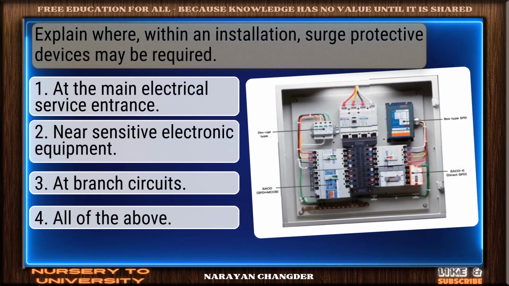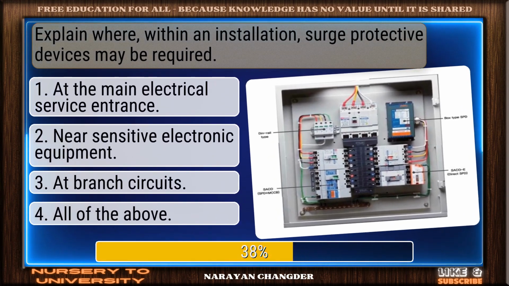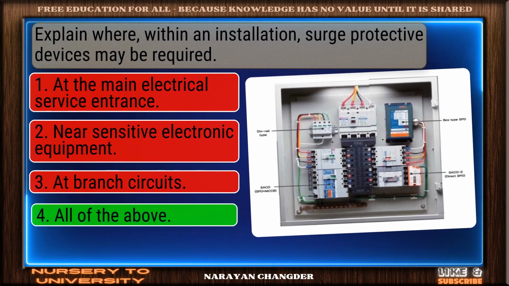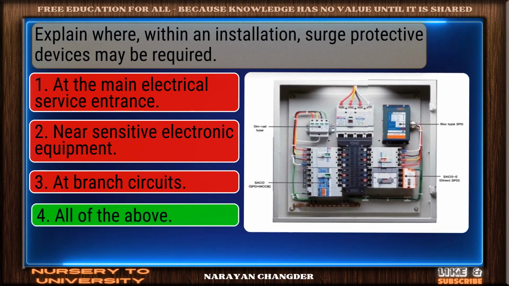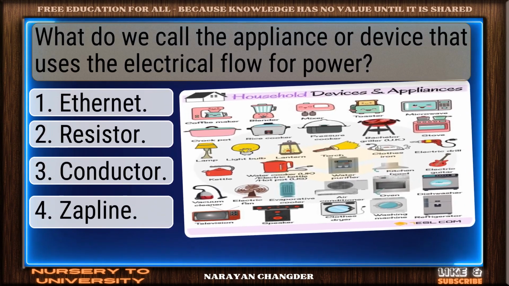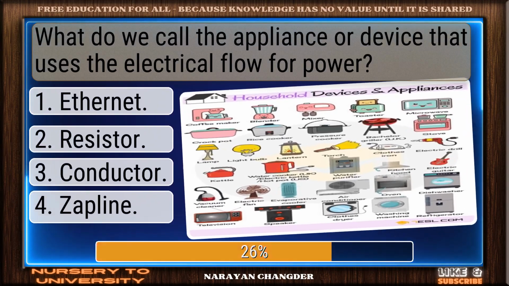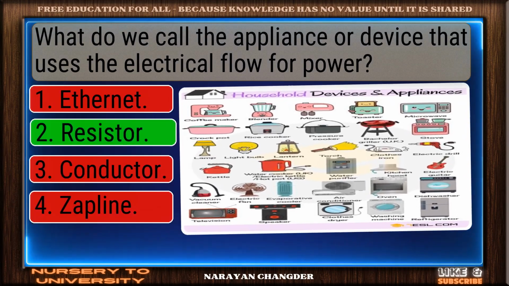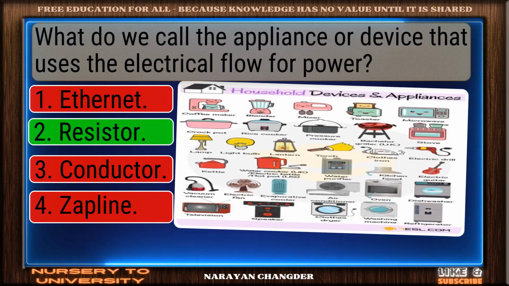Explain where, within an installation, surge protective devices may be required. Right choice. All of the above is the best answer. What do we call the appliance or device that uses the electrical flow for power? Good job. Your answer, resistor, works well here.